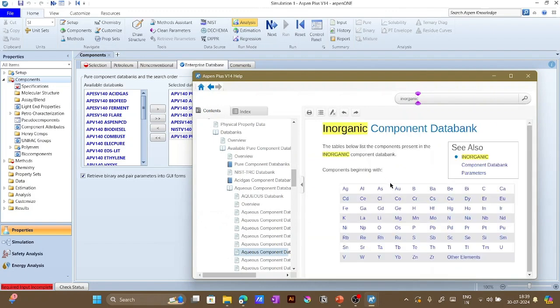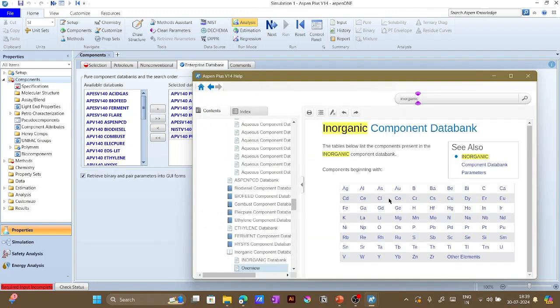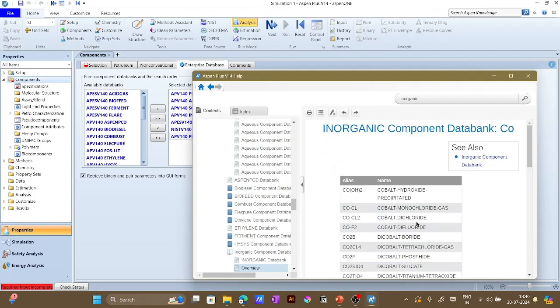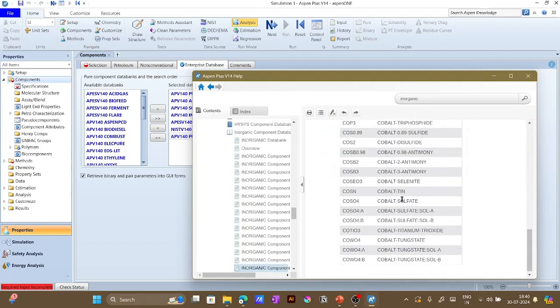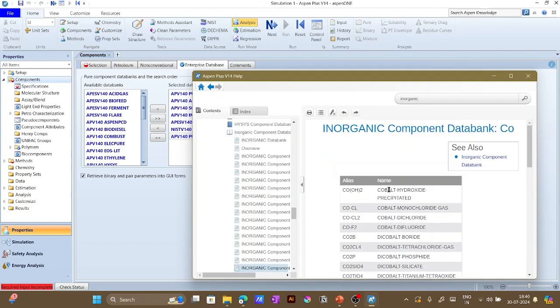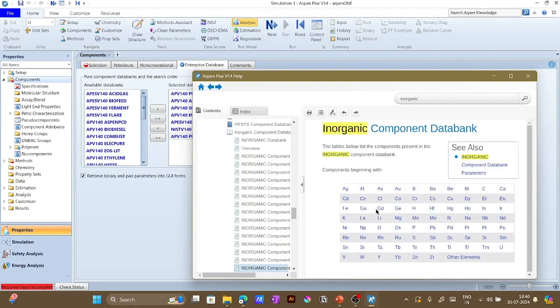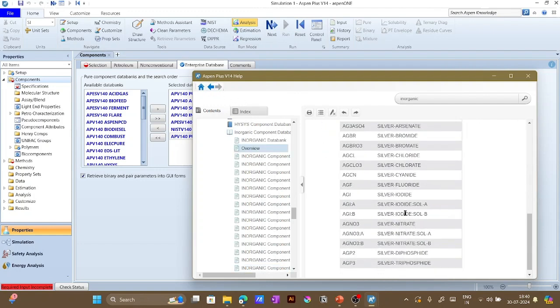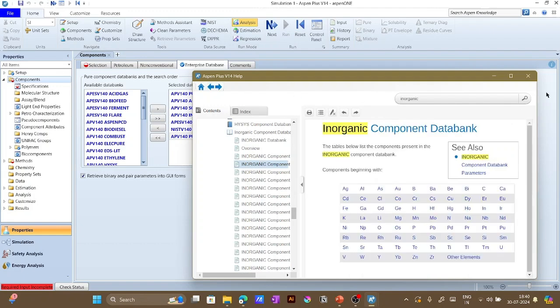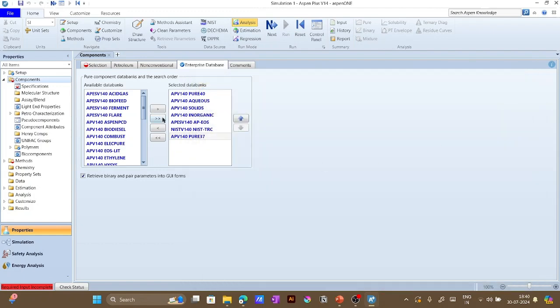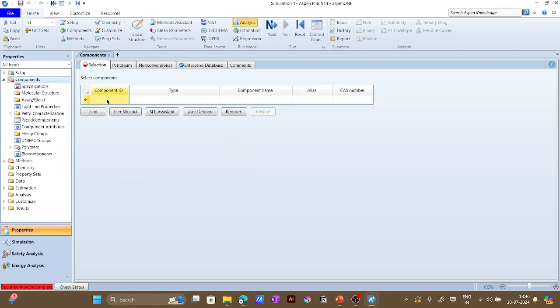So, the inorganic component data bank. You can see various metals and everything are present. Metals and metal complexes are present here, and silver complexes. That way you can decide whether your compound is present in this database or not, or you can just start typing your compound name here.